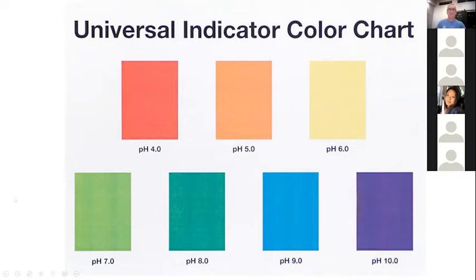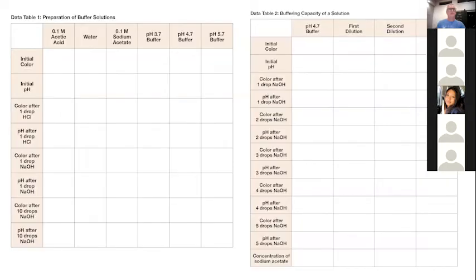Oh, this is what you should see for your color chart. You can see that it's going to work from about pH 4 to pH 10. And then these are the data tables you're going to be filling out. So when it asks you for initial color, just basically give the pH that corresponds to that color. Okay, so there should be numbers in here. Like, whatever the color is, pH 4, pH 6, pH 8, whatever it is, rather than trying to describe what the color is. Just do the interpretation and figure out what the pH is.